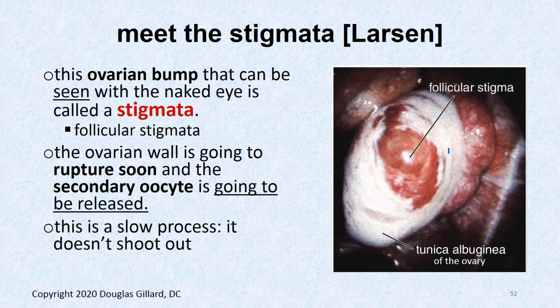Here's an endoscopic view or laparoscopy view of a bulging ovary, which means ovulation is about to occur. We have a secondary oocyte that's going to rip right out of this in a little while. It's almost like it's giving birth, but there's no vagina. It literally rips out of the ovary. That bump has a name. That's called the stigma, or the follicular stigma.